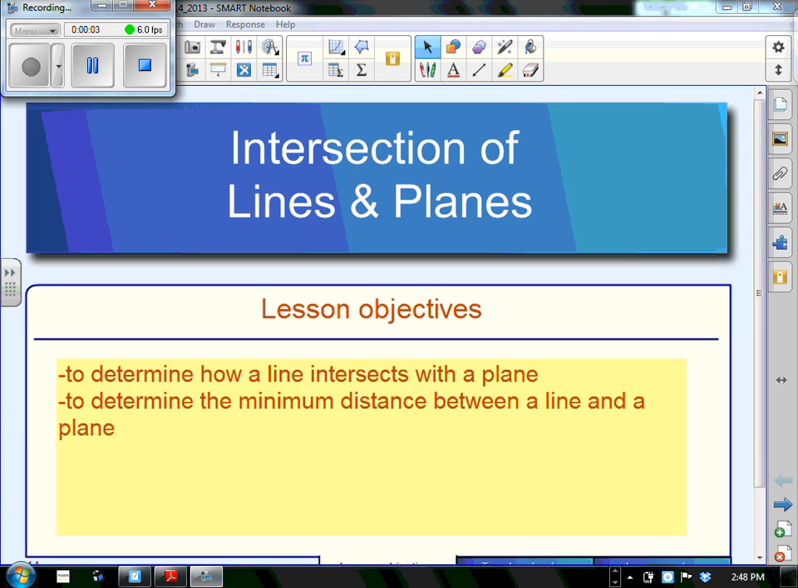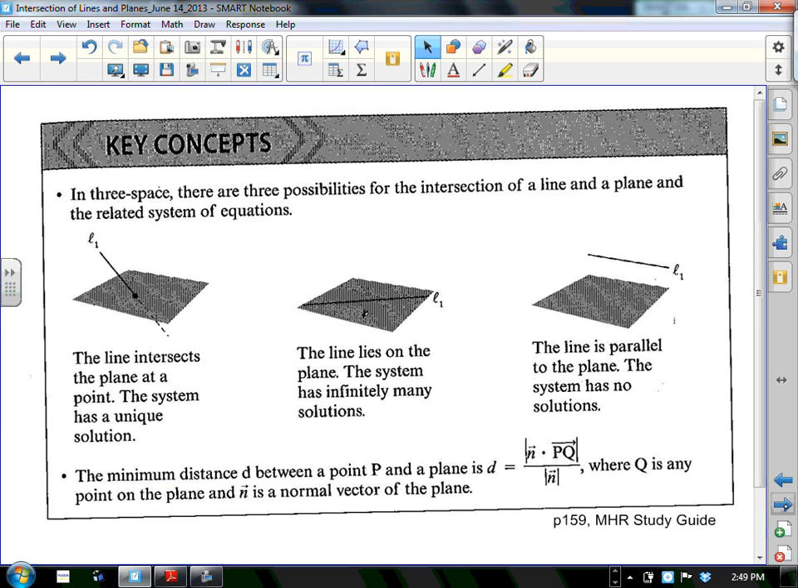Ladies and gentlemen, this is our final vodcast for the semester in Calculus and Vectors, and it's going to be about the intersection of lines and planes. So two goals. Number 1, determine how a line intersects with a plane, and number 2, determine the minimum distance between a line and a plane.